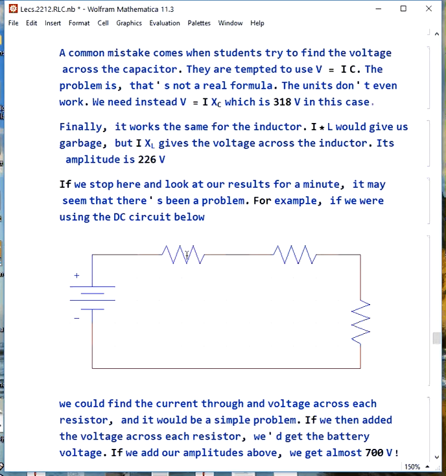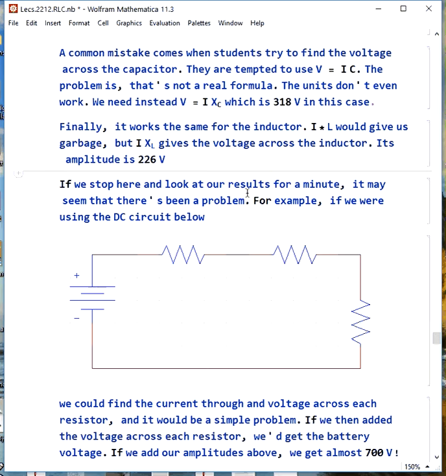Now, some people make this mistake when they try to find the voltage across the capacitor or the inductor. They want to use something like V equals IC. That's not a real thing. That's not a real formula. The units don't work. We need V equals I X_C. So we know those numbers. We put them in, we get 318 volts. We do the same thing for the inductor. I times L gives us nothing, but I X_L gives us the voltage amplitude across the inductor, and it's 226 volts.